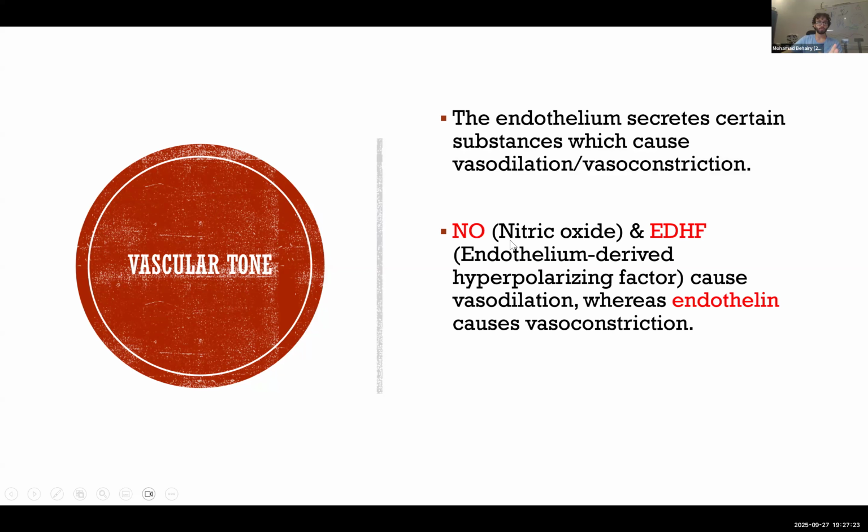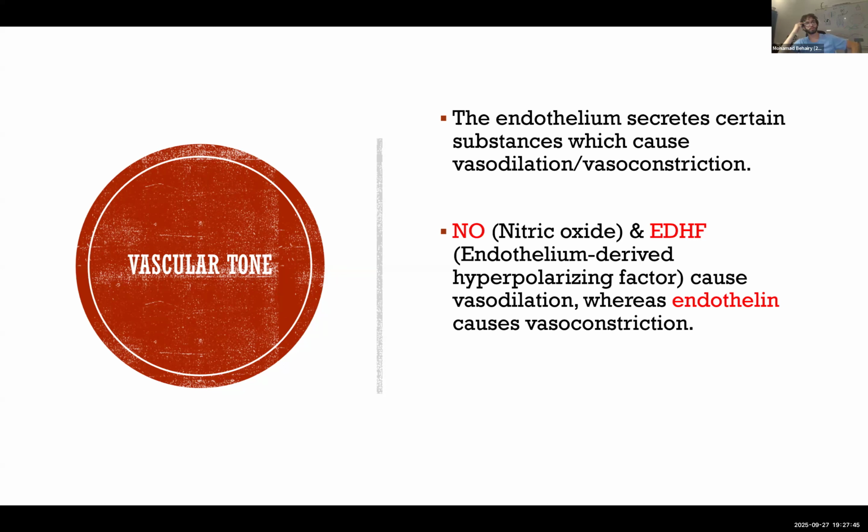Now, I want you guys to memorize these. Nitric oxide or endothelium-derived hyperpolarizing factor, they cause vasodilation. A way to remember it is hyperpolarizing, hyper, a lot, big. We want to do vasodilation. Endothelin, on the other hand, will cause vasoconstriction. All of these three substances are found in the endothelium.